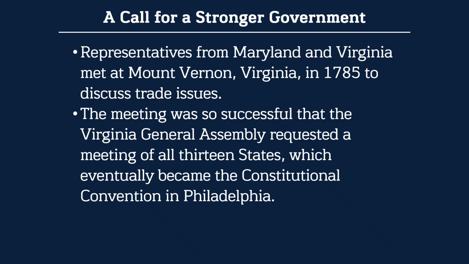All of these weaknesses led to a call for a stronger government, and so Virginia and Maryland got together in 1785 to discuss trade issues, and it went so well they requested all 13 states to come together, and this eventually became the Constitutional Convention that happened in Philadelphia.